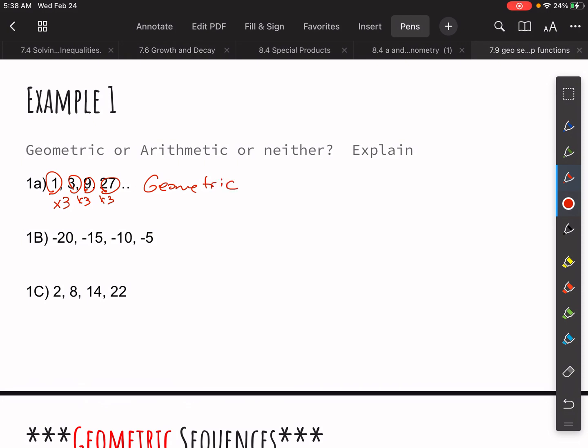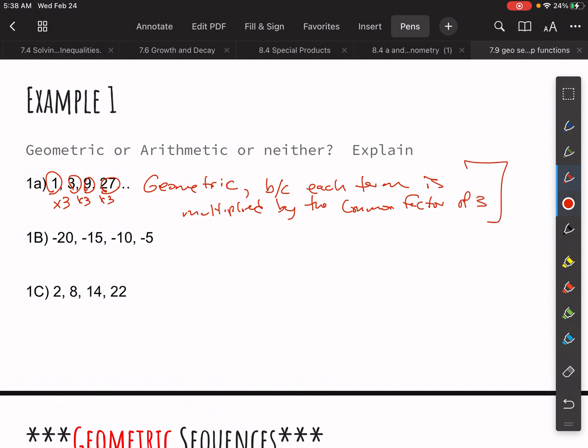And the explanation for that is because each term is multiplied by the common factor of 3. So you can write something like that out. That's the only one I'm going to write out like this, but that's kind of how you would explain that.